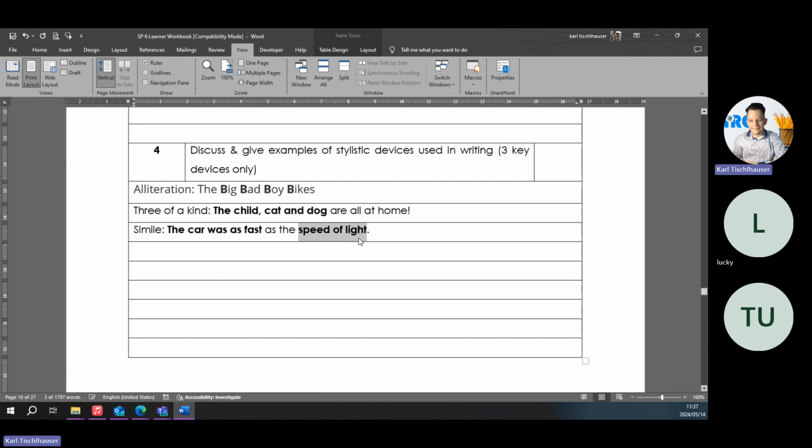And this could also be another one. So I'll copy it again. This could be two techniques. There we go. Could be exaggeration.